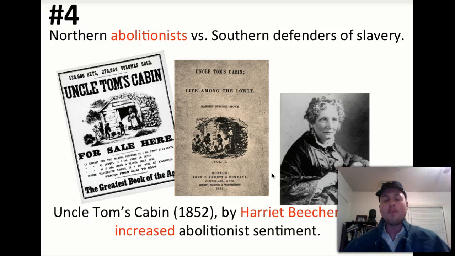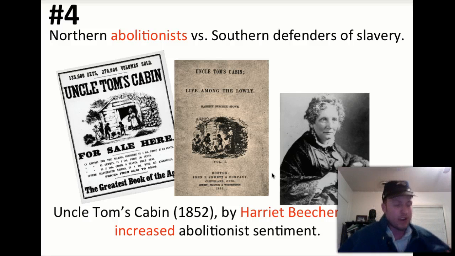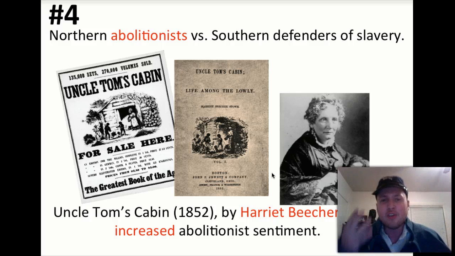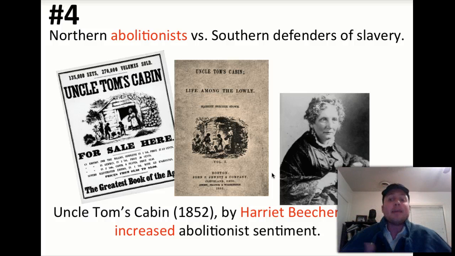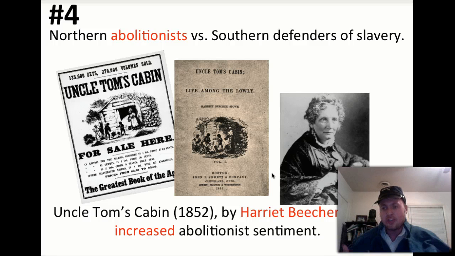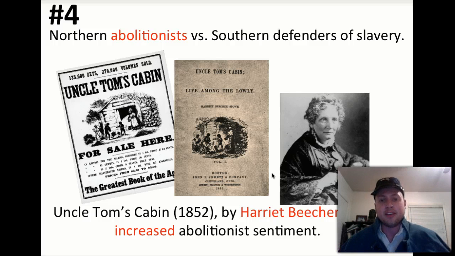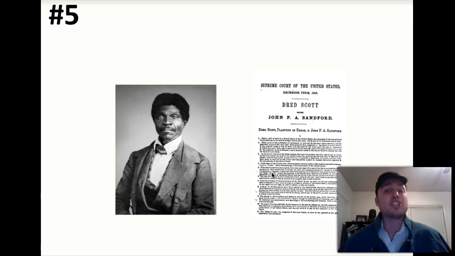S-T-O-W-E. And her book increased abolitionist sentiment, feelings, because it was a book about the horrors, how brutal and awful slavery was. And when you read it, you wept, you cried, and you thought about slavery. When Abraham Lincoln met Harriet Beecher Stowe, it is said that he looked at her and said, so you are the little woman who started this great war. Northern abolitionists battling against Southern defenders of slavery. Still on question number 4. Now we're on question number 5.